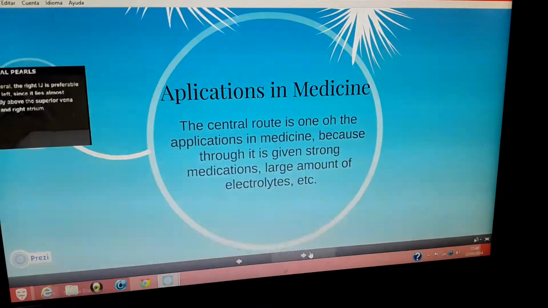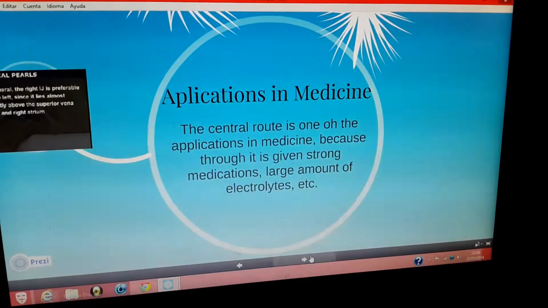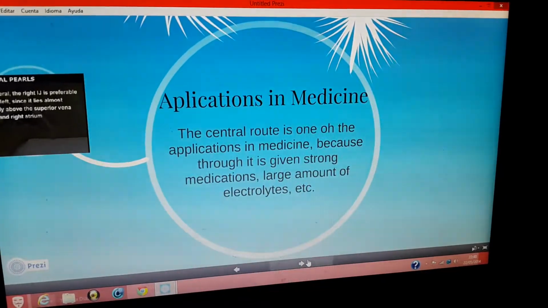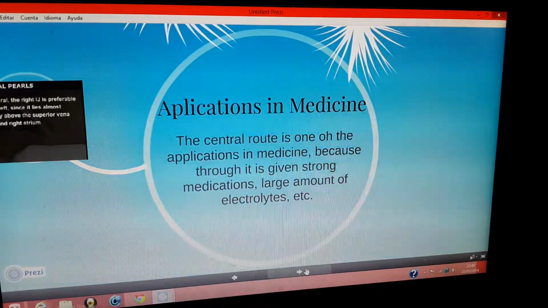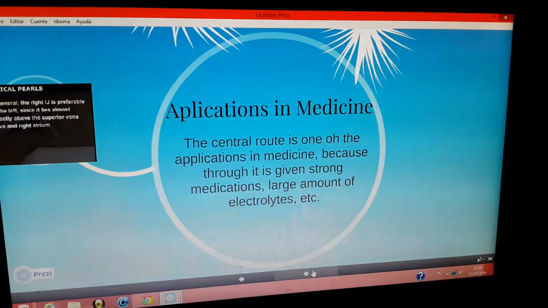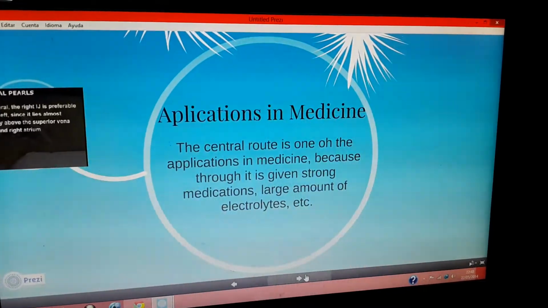Application in medicine. The central line is used for giving strong medication, large amounts of fluid, electrolytes, etc.